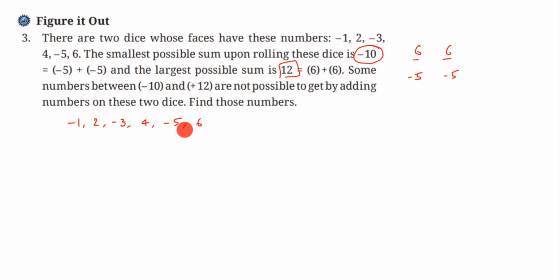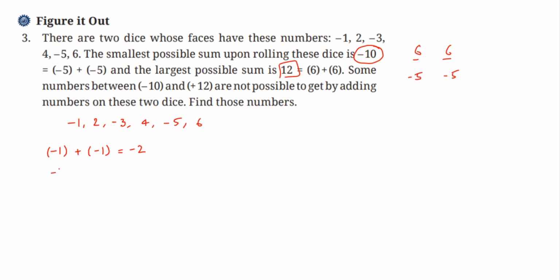So let's start with -1. I'll go in a sequence here. We'll start with -1. If there is a -1 on one die and a -1 on the other die, it's possible, right? Now we're finding the sum. We get -2. Now I'll go in this way. I'll take -1 and try all the combinations here.